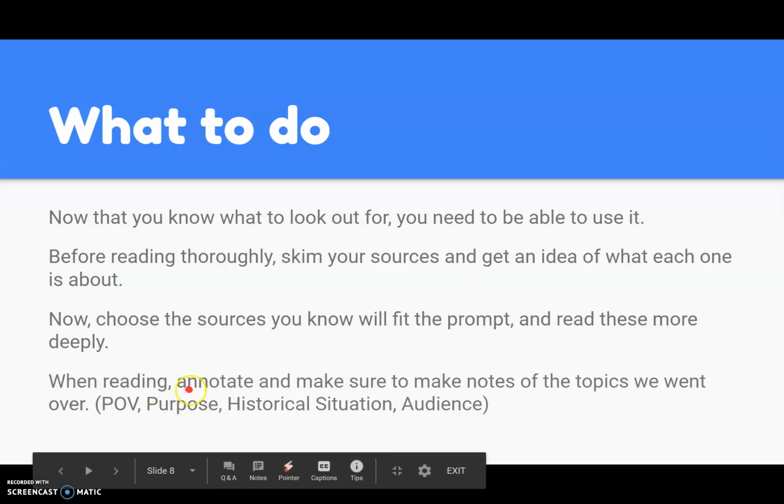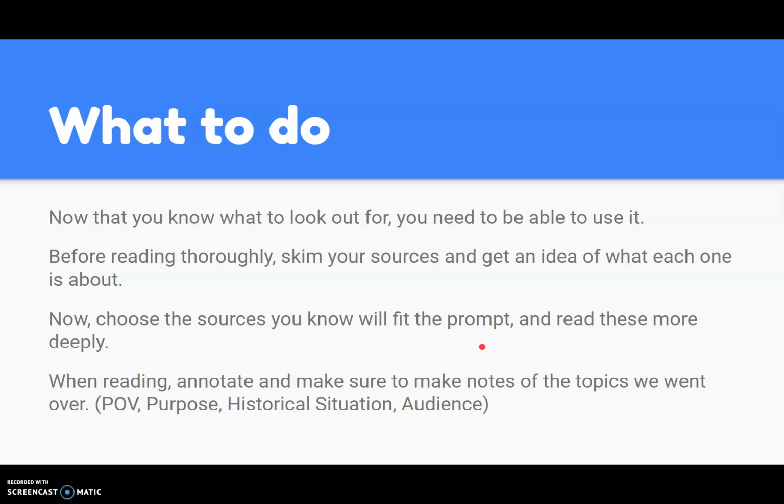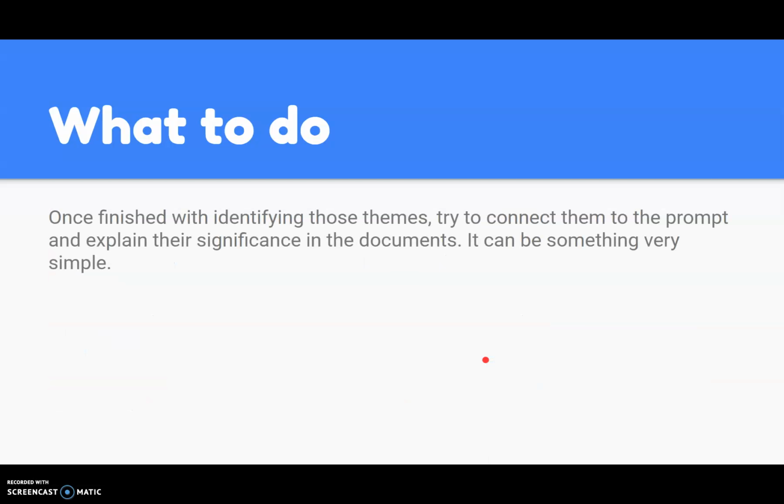When you're reading them, you have to annotate and make notes of the topics we just went over. So read over them and use the acronym SOAPSTONE to find the point of view, the purpose, the historical situation, the audience. And by the time you're done reading your documents, you'll have a really good understanding of what each one is about. And that's going to allow you to connect them to the prompt and explain their significance in the documents.